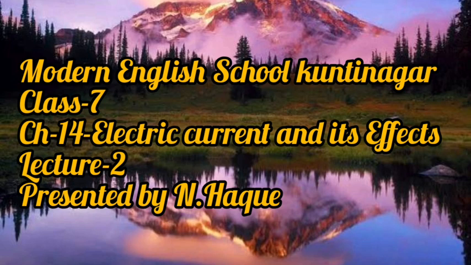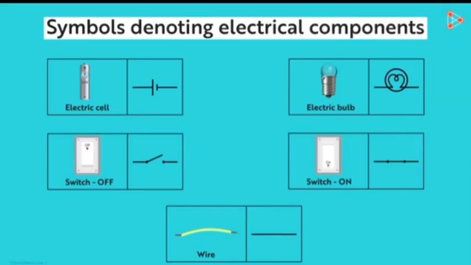Yesterday we started a new chapter, that is chapter 14, electric current and its effects. In the last video I discussed the different symbols of electrical components, right? What is the symbol of an electric cell, what is the symbol of an electric bulb, what will be the symbol if the switch is off, if the switch is on, and the wire. We have already discussed this in my last video.